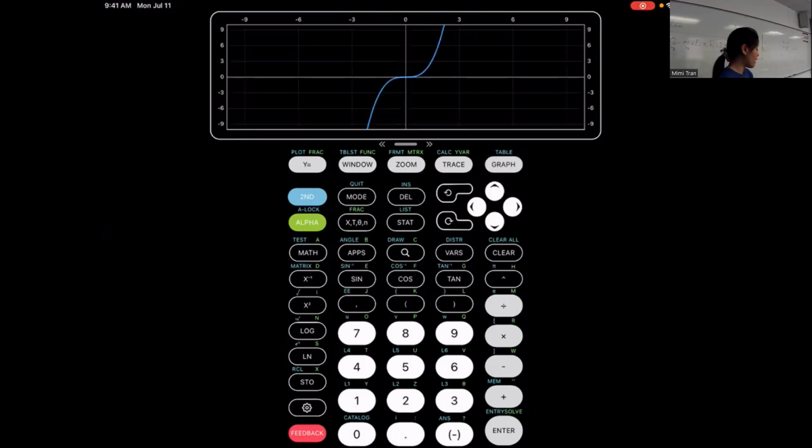Right there, that's your graph, y equals x cubed. It's like a railroad track. Let me copy that graph.